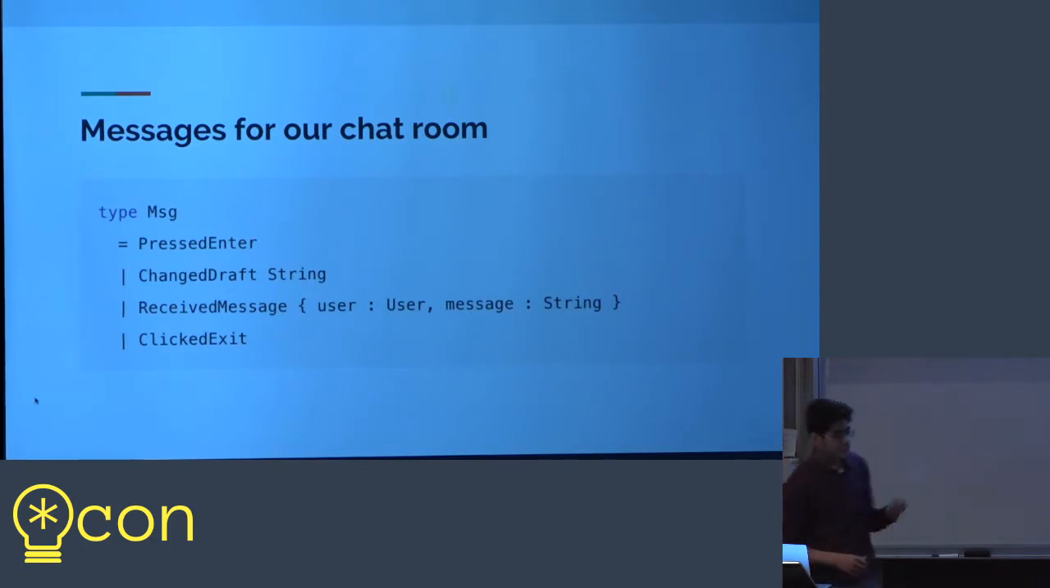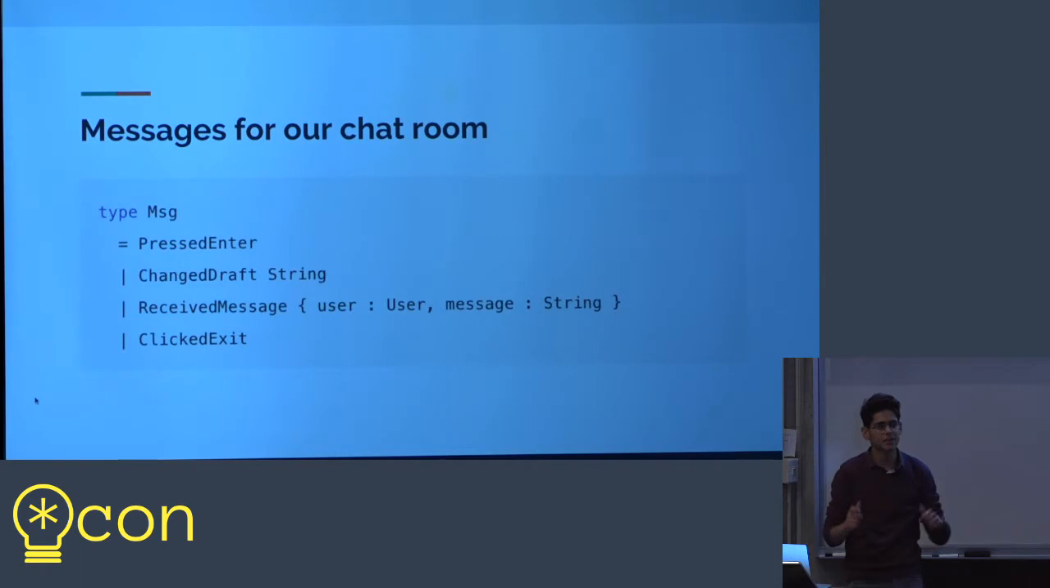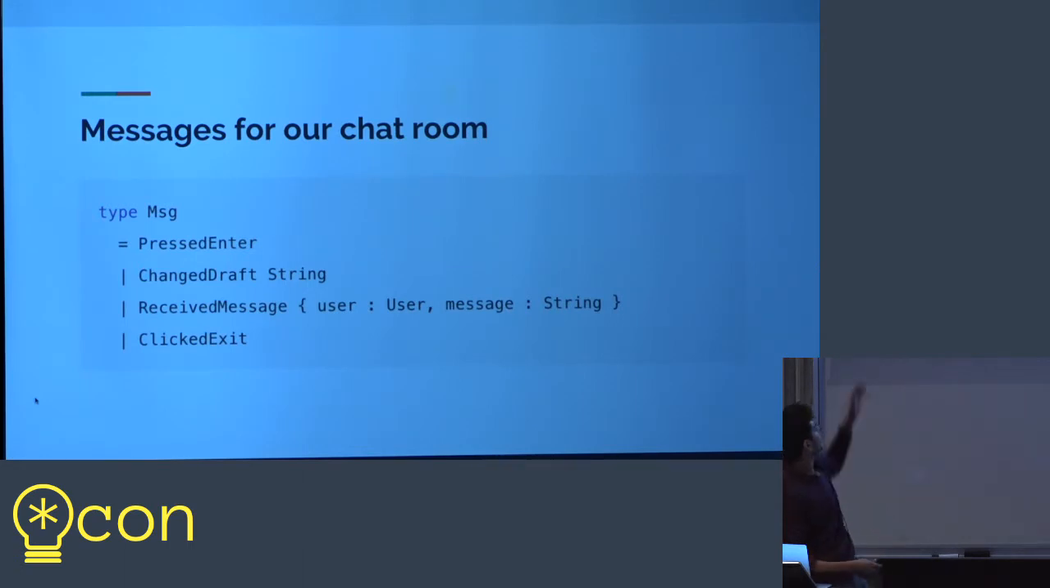Another type that we will need is the message type. The messages are what the Elm runtime passes on to the update function, and that will define how you update the model. So for our chat room, we will essentially want these types of messages. We want to be able to handle the case when the user presses enter. So that's the pressed enter message. We want to be able to handle the case when the user has changed the message they're typing. So we'll call that a changed draft message that also carries with it a string, which is essentially just the new message that the user has typed.